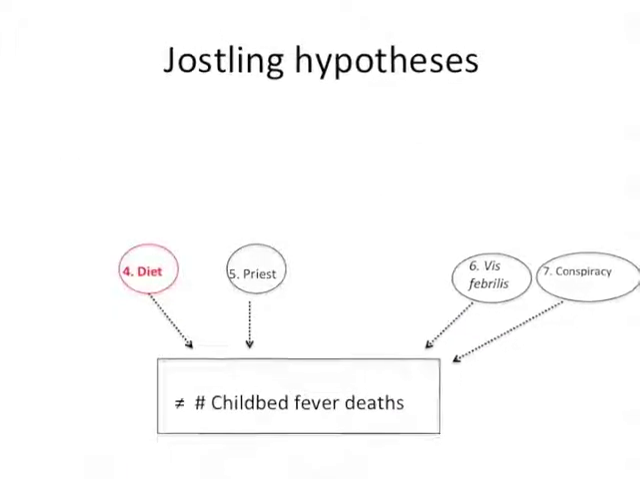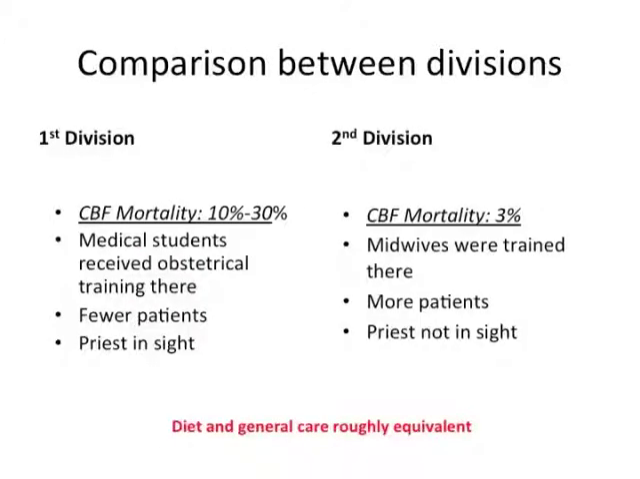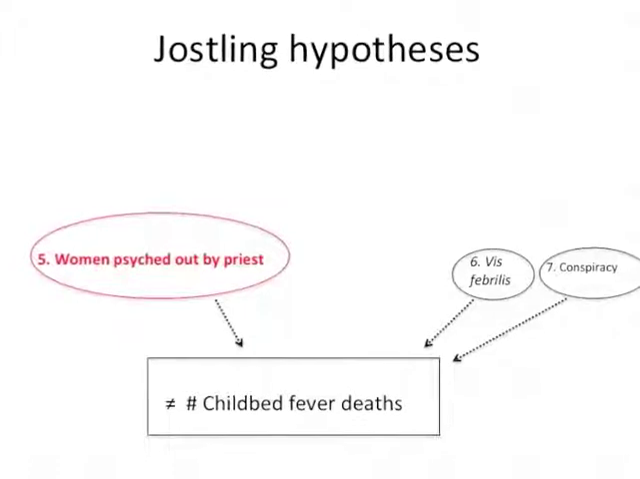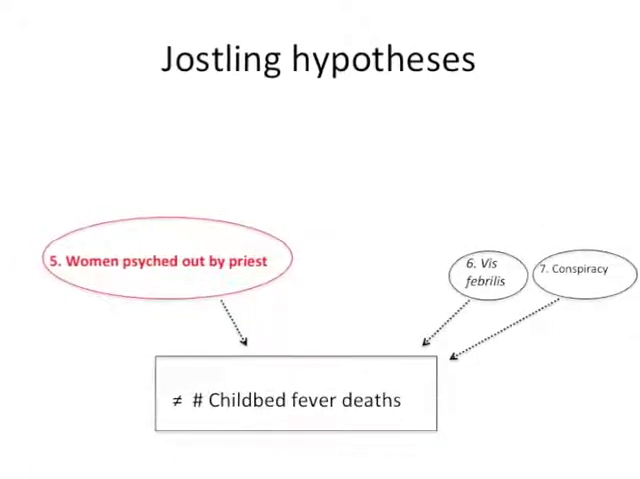The diet hypothesis is not very promising either, because we were explicitly told that in both divisions, the diet and the general care were roughly equivalent. The next hypothesis on our list is number 5, namely that the women on Division 1 were frightened by the priest.